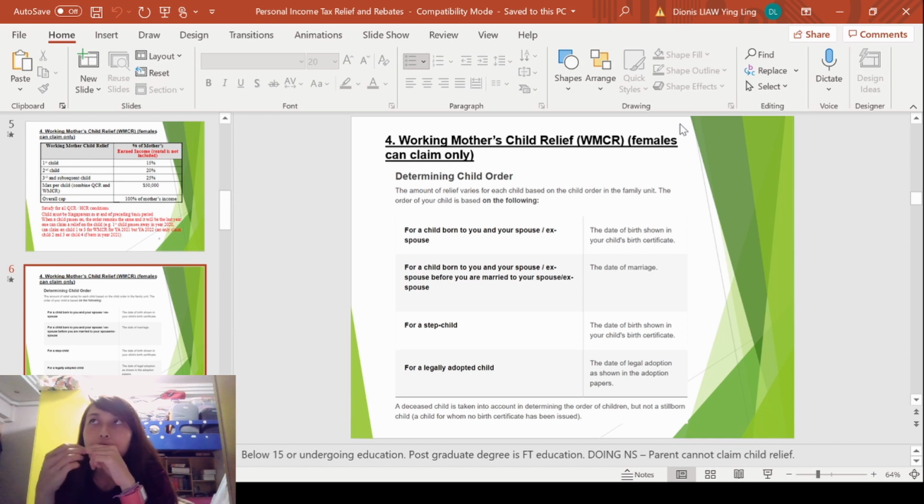Also, for example, if there's another woman who had a kid and the child becomes your stepchild, this will not be part of determining the child order, because a child can only be counted in one family. For example, if the mother still takes care of the child, then it's obviously not part of your family, so you cannot count it as your child.